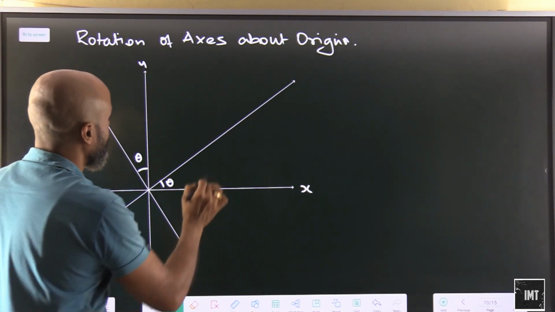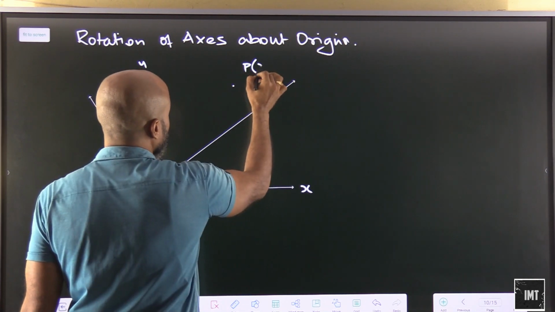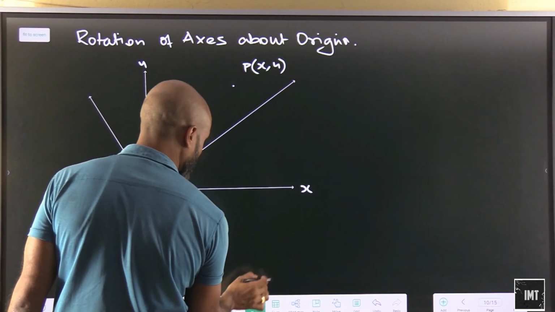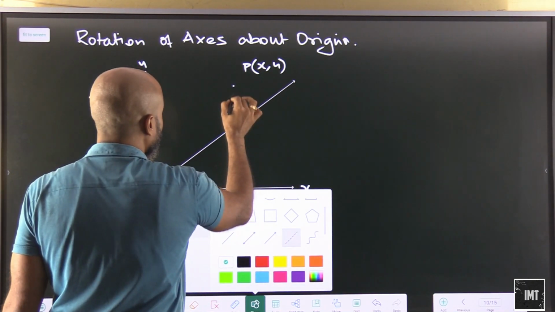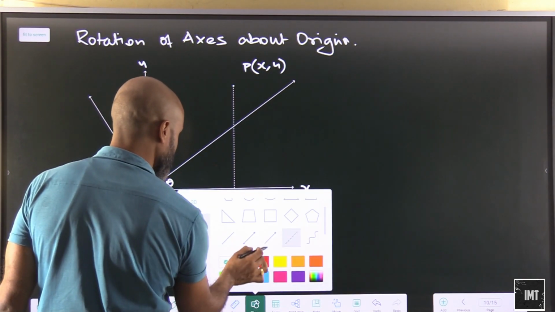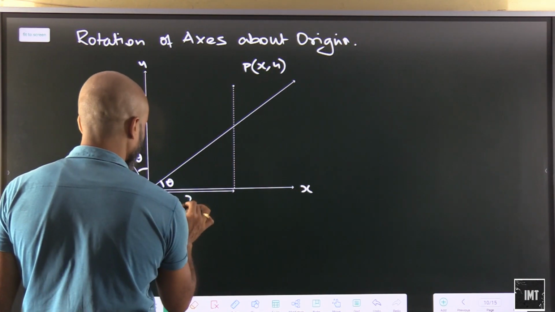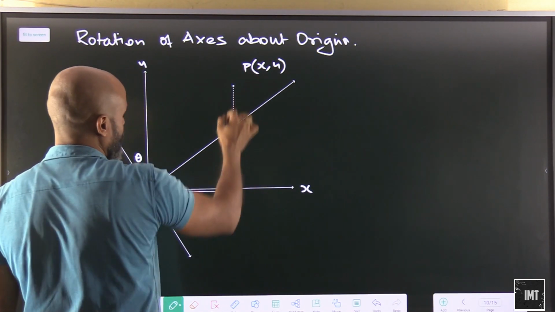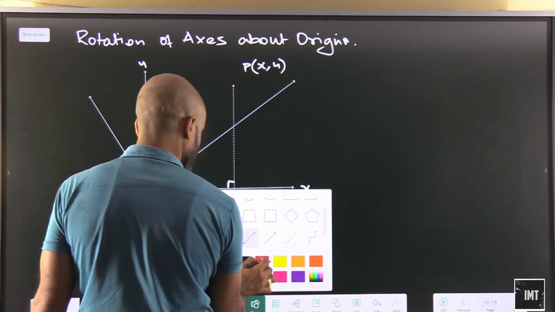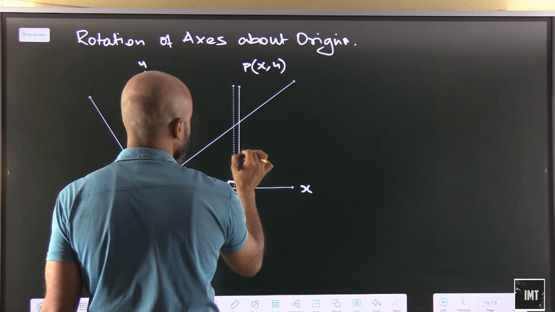Okay, so now let's say we have a point P here, and its original coordinates are small x and small y. So if I drop a perpendicular from P, this distance is going to be how much? This distance obviously will be x. And if I draw a perpendicular from here, what is this distance going to be? It is going to be small y, obviously small y.